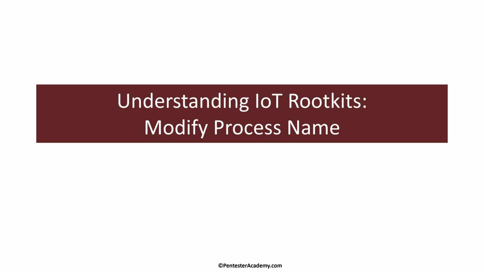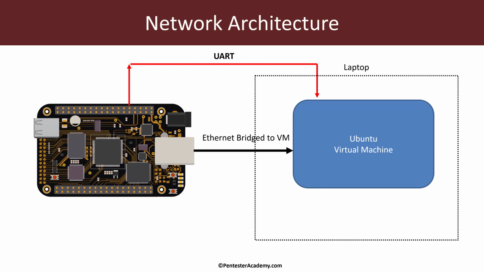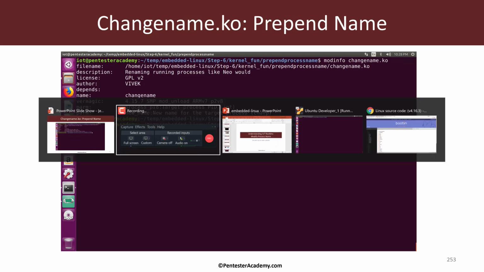Now in this video, we will continue with looking at IoT rootkits. Specifically, we are going to look at a rootkit which can go ahead and modify process names. So this is still part of step 6. And the network architecture is the same as in previous videos. So let's go ahead and jump right in.